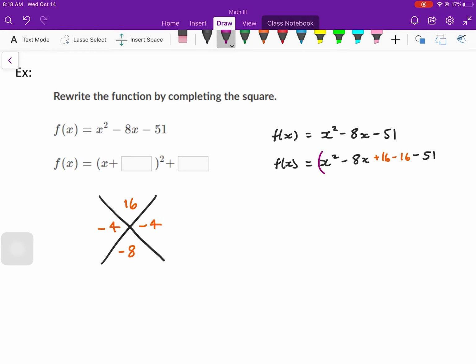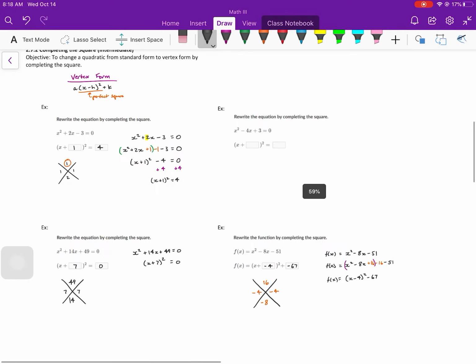Why would we do that? Because this right here is a perfect square, and it's going to factor down to x minus 4 squared. Then on the outside, we simplify it. Negative 16 minus 51 is negative 67. So put negative 4 right there and negative 67 right there. And that's it. That's how we complete the square.